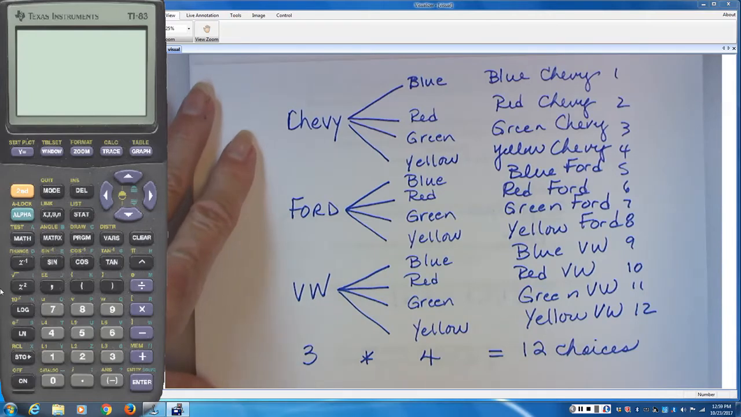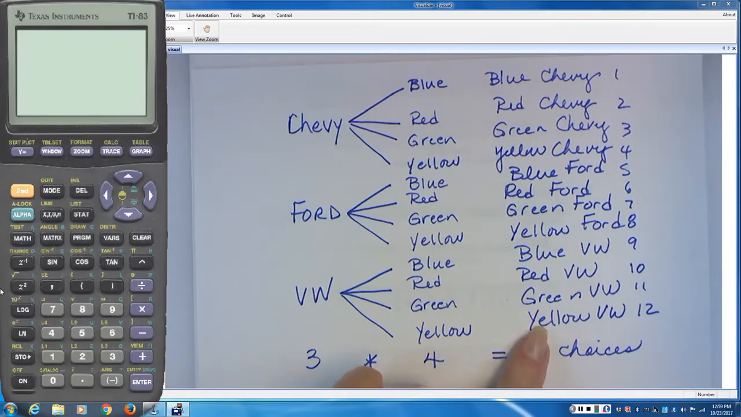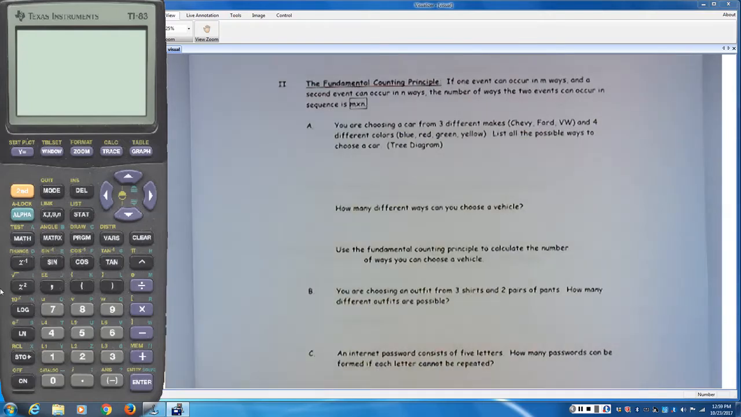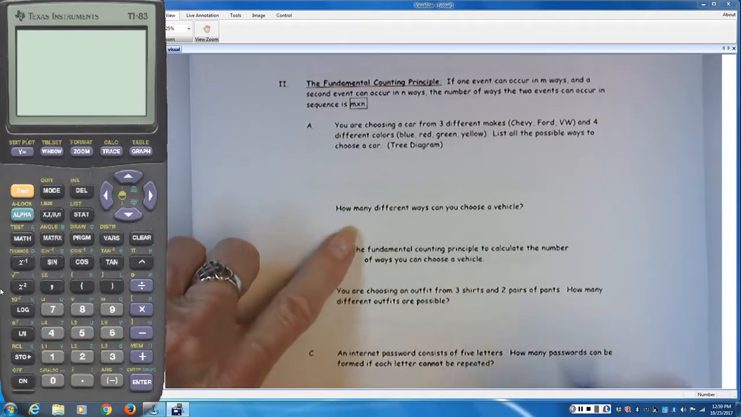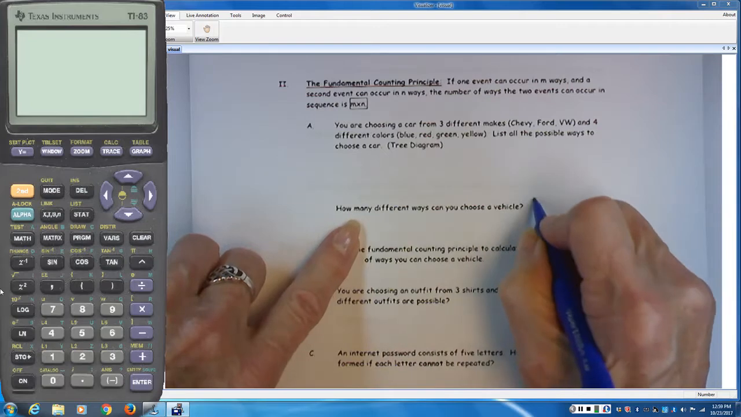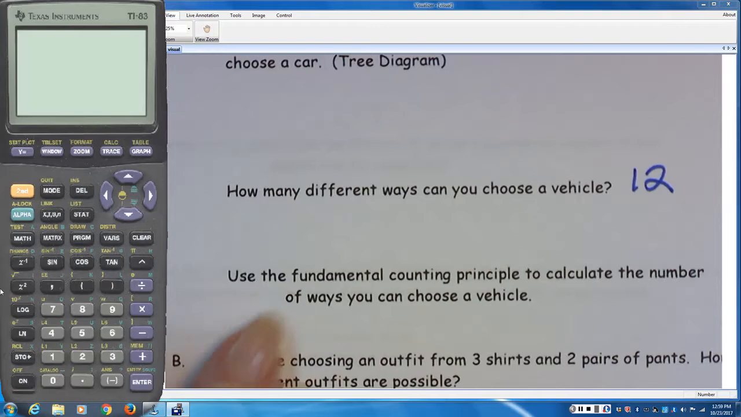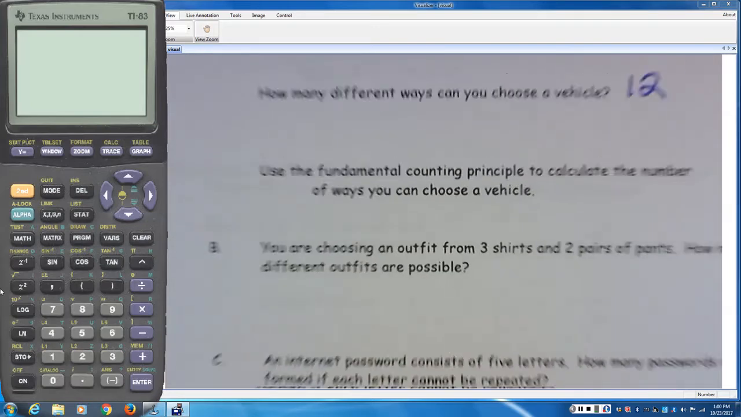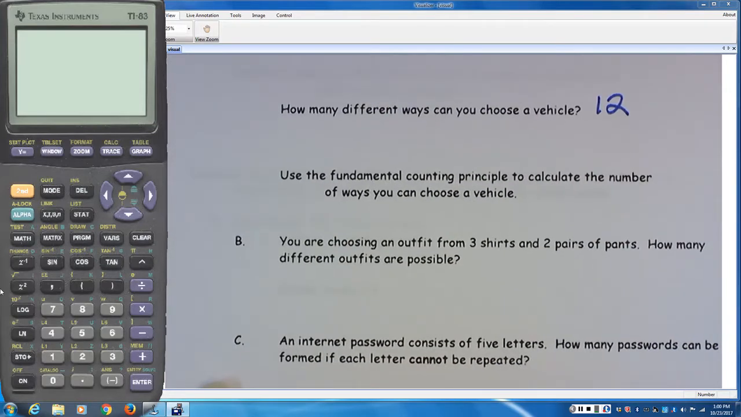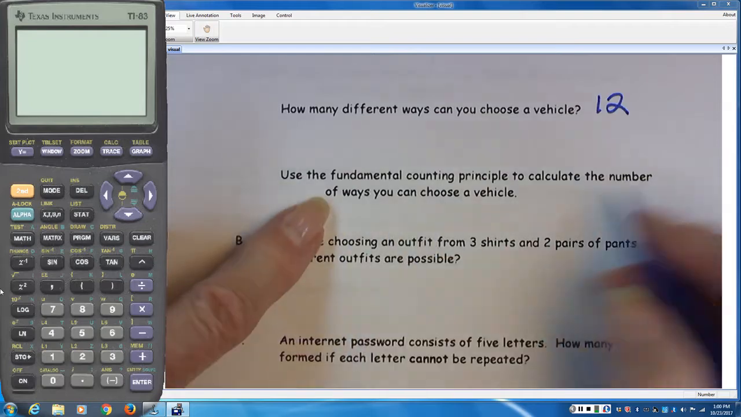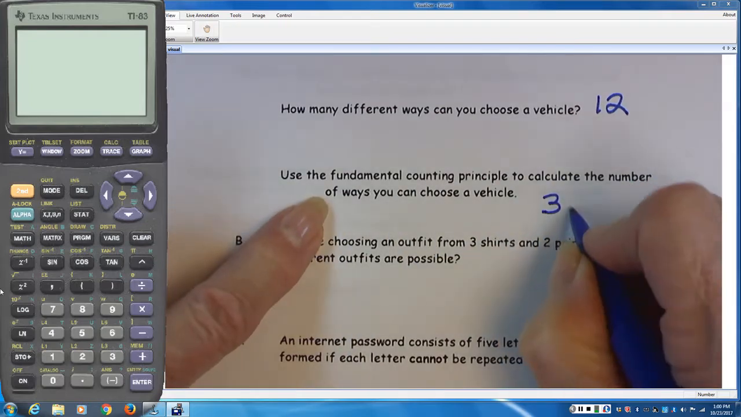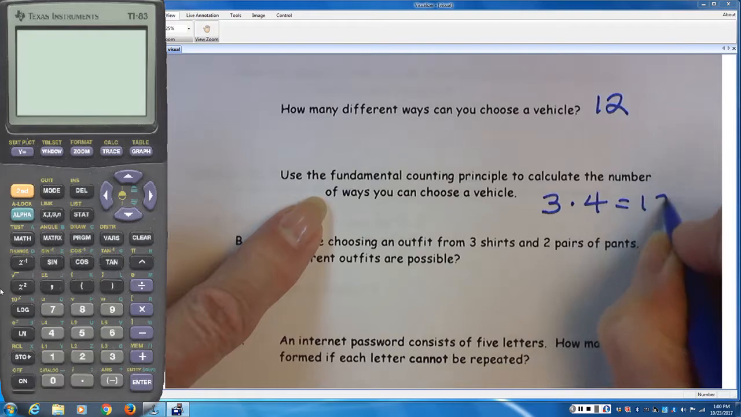So that's the purpose of a tree diagram, to actually list out the choices. If all you need to know is how many choices, you need the fundamental counting principle. So we drew the tree diagram, and we know that there's 12 ways to choose the vehicle. And what the fundamental counting principle says, you've got 3 makes times 4 colors is what gives you that 12.